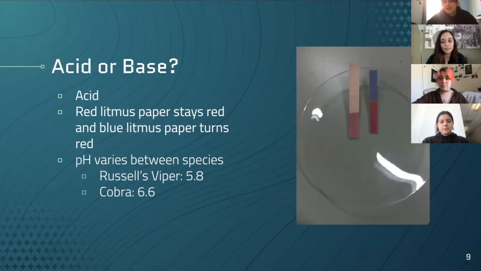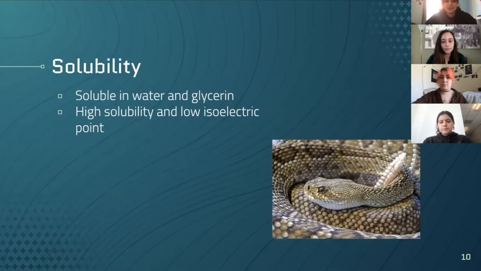The acidity of the snake's venom widely contributes to how toxic the venom is. As for solubility, it's extremely soluble in water and glycerin. And with this high solubility comes a low isoelectric point.